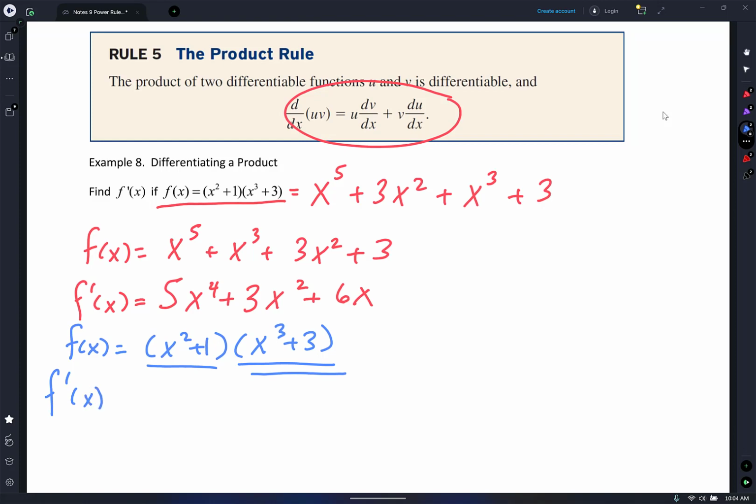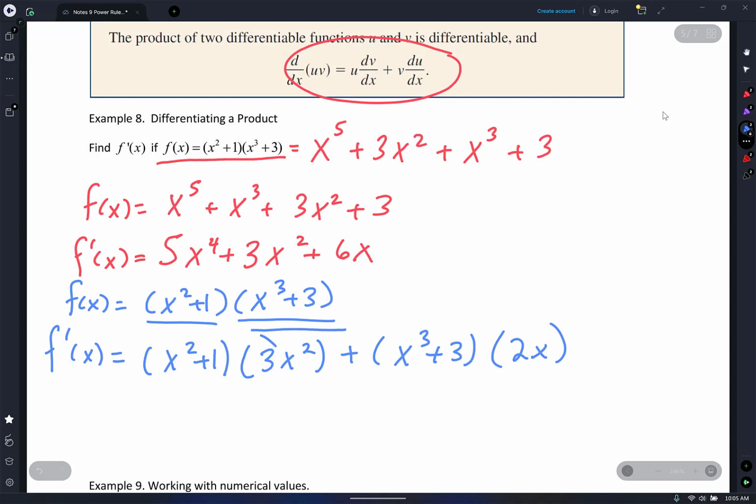F prime of x equals, according to my rule, it's first. So I write the first, my first underline again, x squared plus 1. Times derivative of the second. So what's the derivative of x cubed plus 3? Perfect. Close it. I put a plus symbol. Is everyone okay so far? Plus the second, so the double underline, x cubed plus 3 times derivative of the first, which is 2x. Can everyone get to there? All right, you're done. You're finding the derivative. That's the derivative. Now you just do algebra.